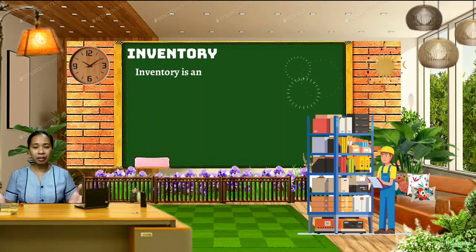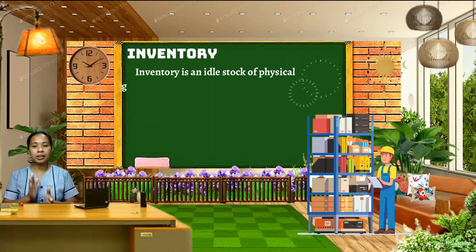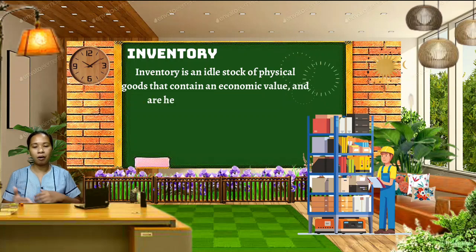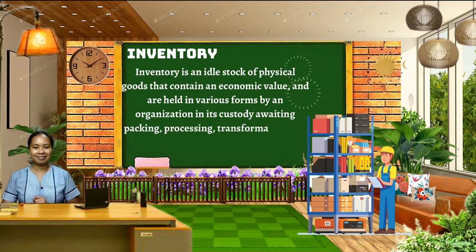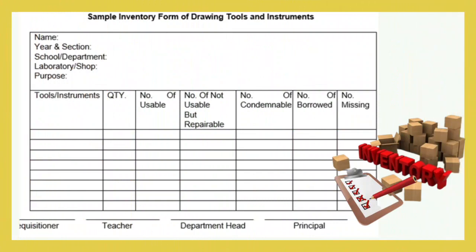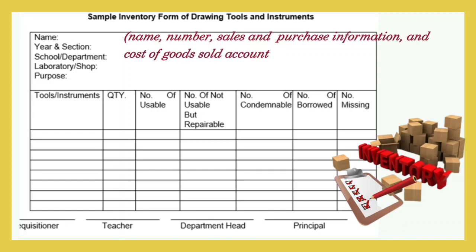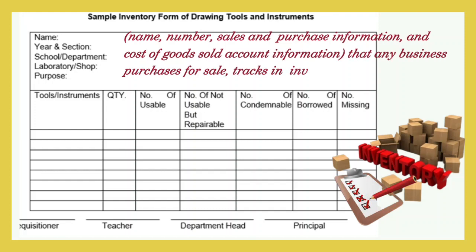Okay, what is inventory? An inventory is an idle stock of physical goods that contain an economic value and are held in various forms by an organization in its custody, awaiting packing, processing, transformation, use, or sale at a future point of time. The inventory form contains information about items, the name, number, sales and purchase information, and cost of goods sold account information that any business purchases for sale, tracks in inventory, and displays on a balance sheet.